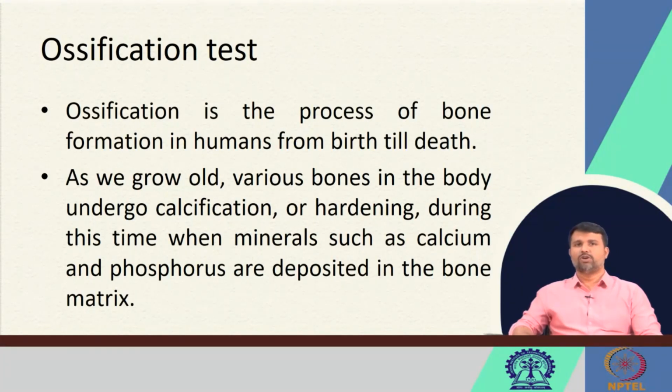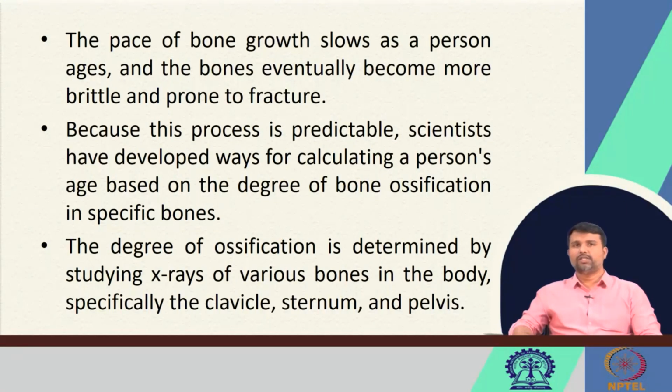Ossification is the process of bone formation in humans from birth to death. As we grow old, various bones in our body undergo calcification or hardening. During this time, minerals such as calcium and phosphorus are deposited in the bone matrix. The pace of bone growth slows as the person ages, and the bones eventually become more brittle and prone to fracture. Because this process is predictable, scientists have developed ways of calculating a person's age based on the degree of bone ossification in specific areas. The degree of ossification is determined by X-rays, specifically in certain areas of the human body.